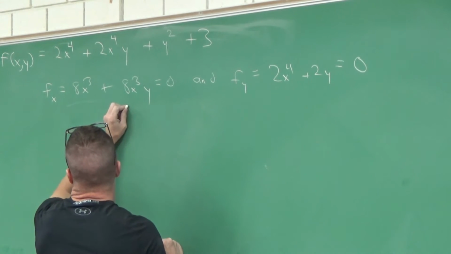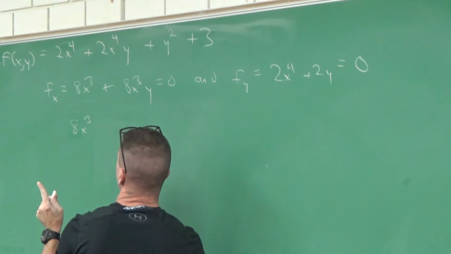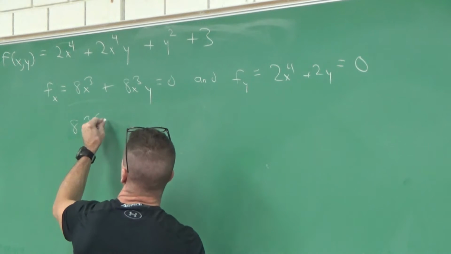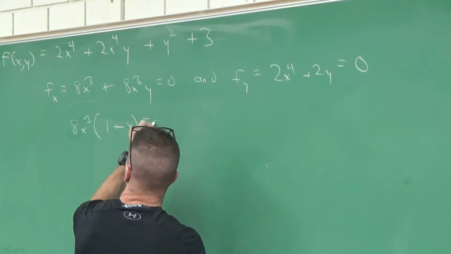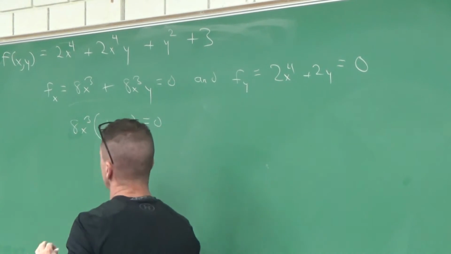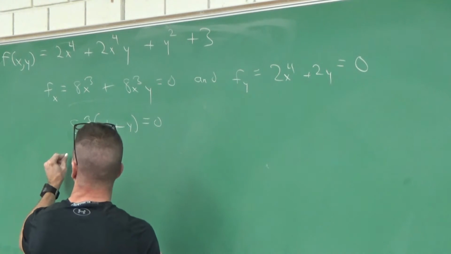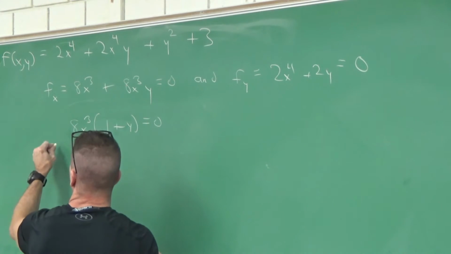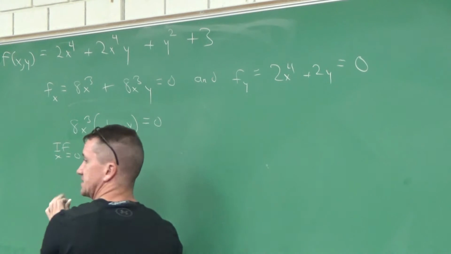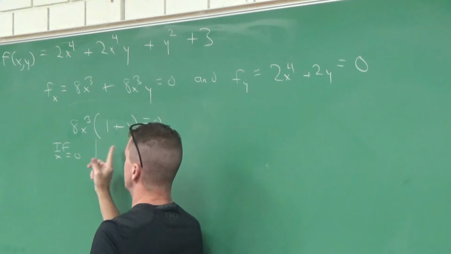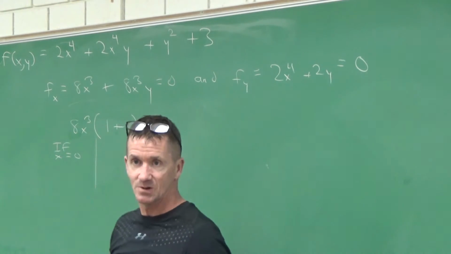What can I factor out of that? 8x cubed. Awesome. Factor out an 8 and an x cubed. I'm left with 1 plus y, and I'll set it equal to 0. So here's our starting point. I notice two things are happening. One of them is, if 8x cubed equals 0, then what does x equal? x equals 0 for that part. What's the other scenario? y equals -1. We'll deal with that separately, so we'll come back to that.